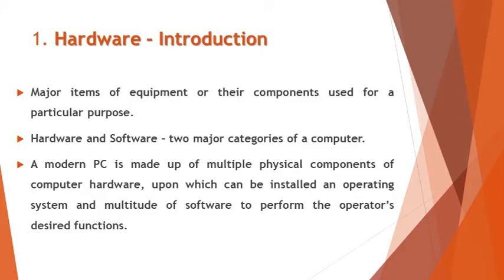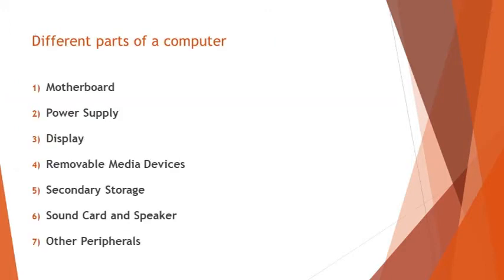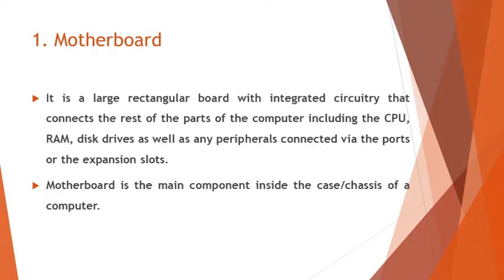So we have the definition for the hardware. The hardware is the physical components of a computer, which is used for a particular purpose. We have different hardware components, which include the motherboard, then power supply, display, removable media devices, then secondary storage, sound card and speaker, then other peripherals. So these are the topics that we have to focus on under the introduction part of the hardware.